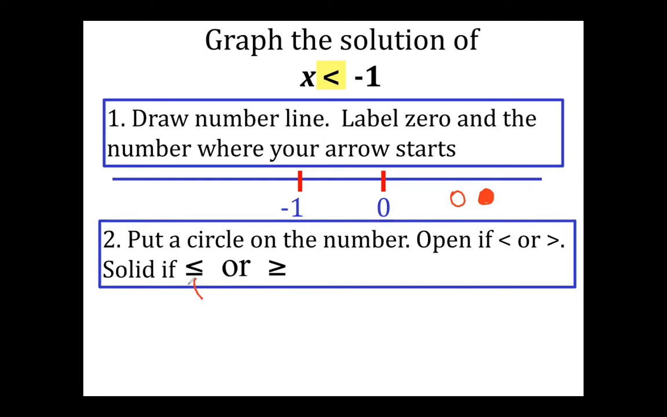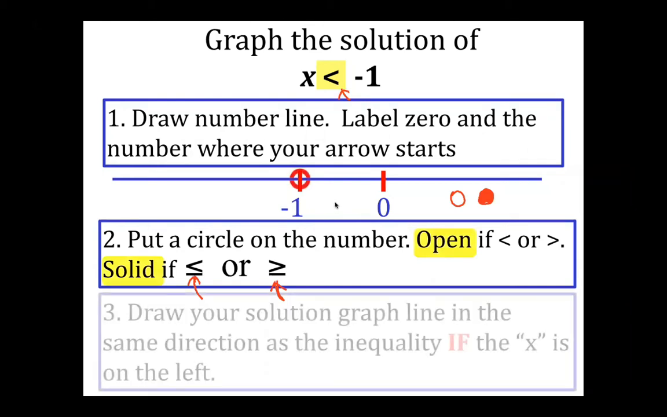The way I know if it's solid or not is to always look for this line underneath the symbol. That's the way I remember it, but you can just memorize it as is if you like. So I'll go ahead and put a circle on the number. In this case, we have less than. There's no line underneath the symbol, so we know that it's an open circle at negative 1.